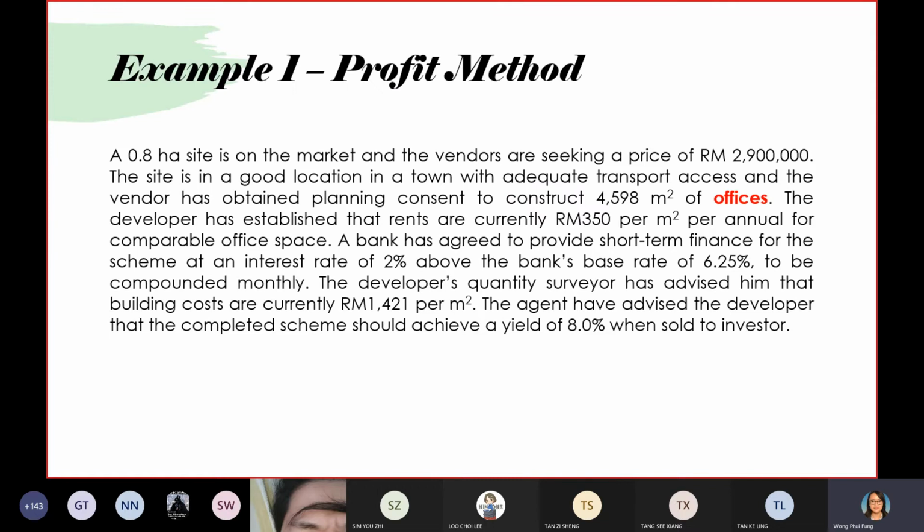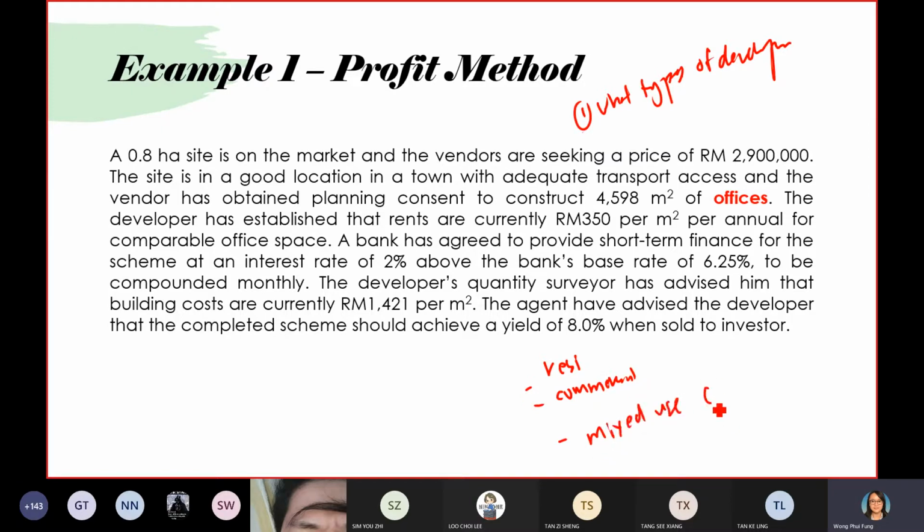Okay, so now you read it yourself. Okay, this question. One thing I want to remind you is this question is actually asking the profit method. And then when you read this question, another thing that you have to be careful is we have to know this project is what type of development. What type of development? It can be residential, it can be commercial, and some people also propose mixed use. Mixed use, resi plus commercial.